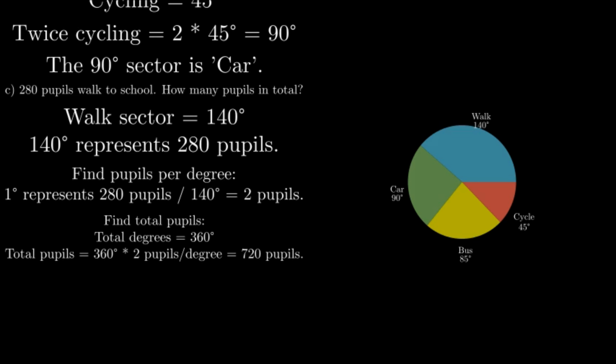To recap this scene, we've learned to interpret pie charts by comparing sector angles and to calculate total values by using a known frequency for one category to determine the value represented by each degree.